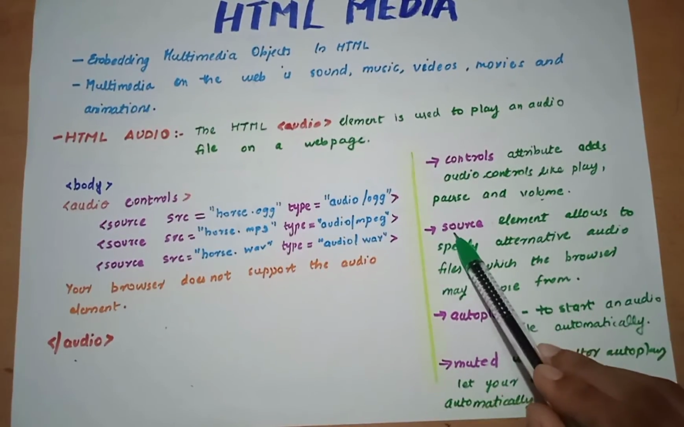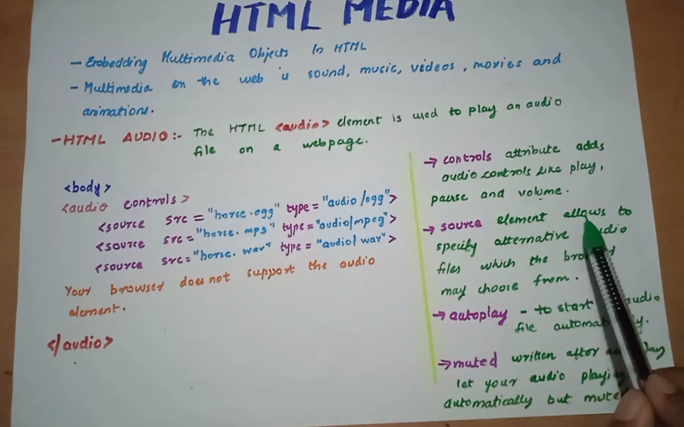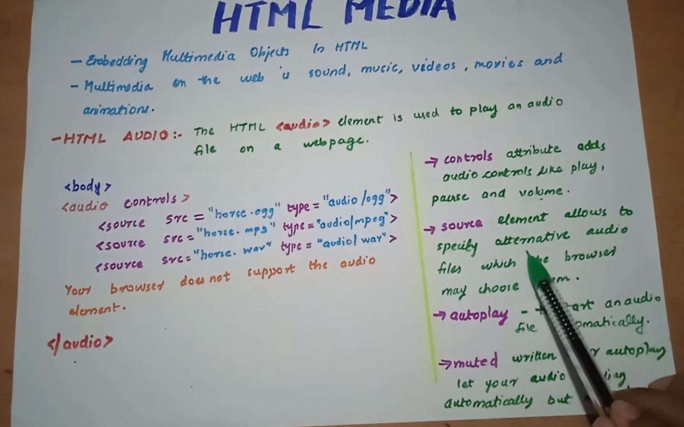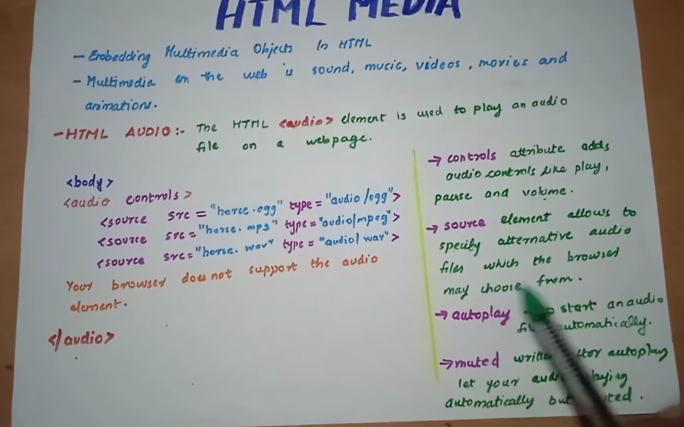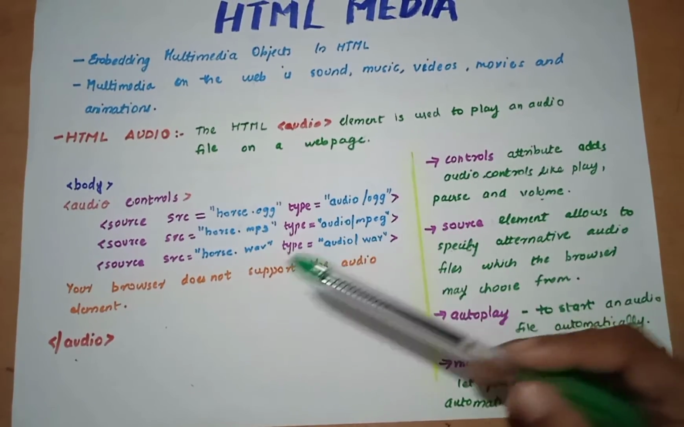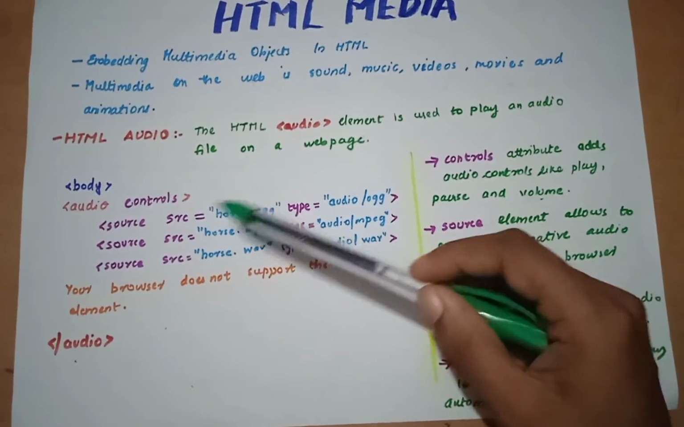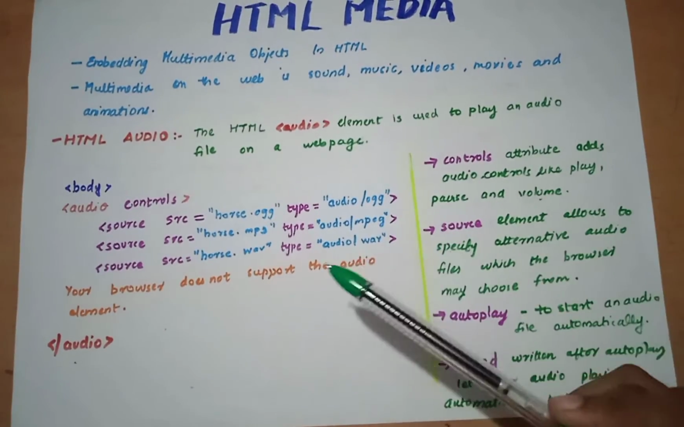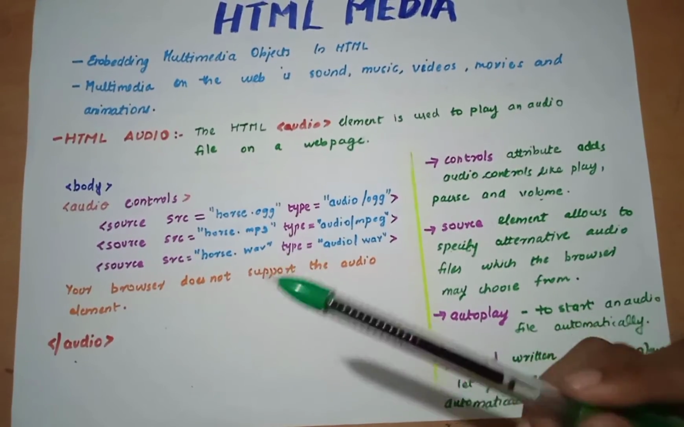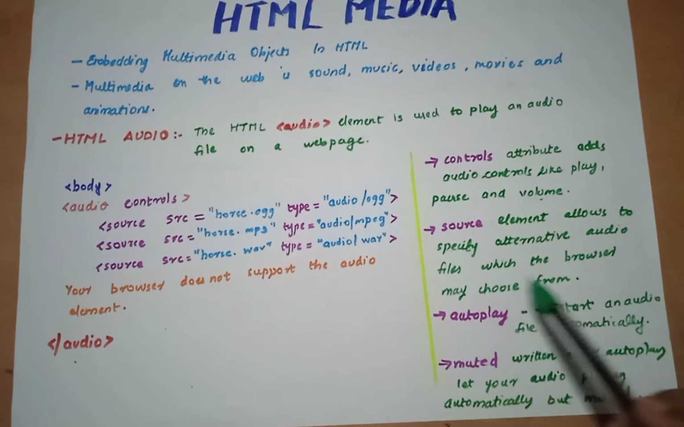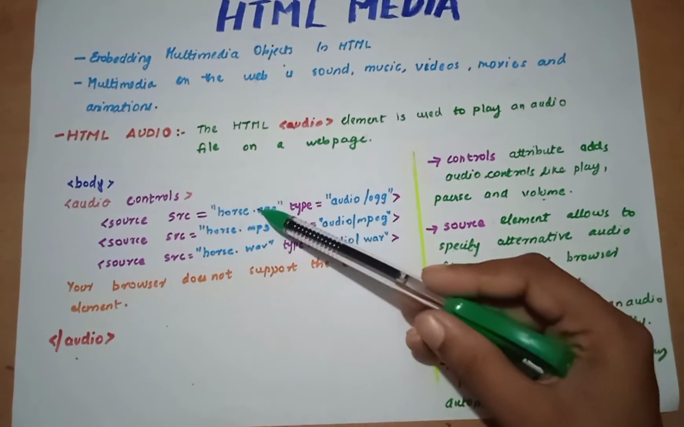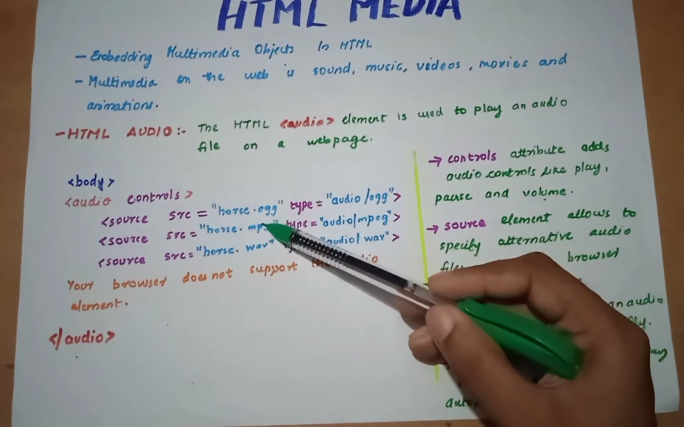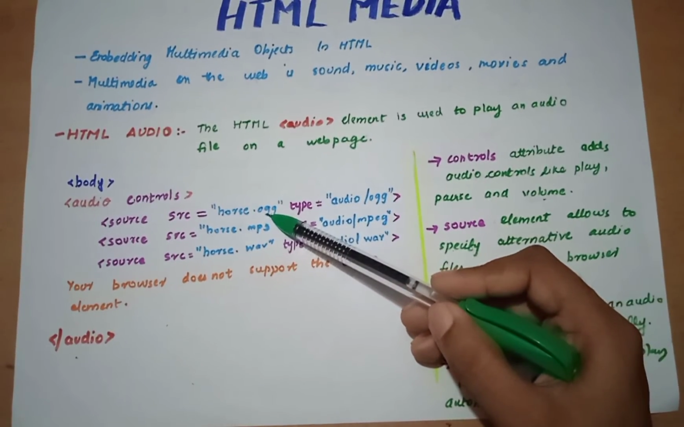The next one is source. Source is an element that allows us to specify alternative audio files which the browser may choose from. That means the browser will first select the first one which is written there.